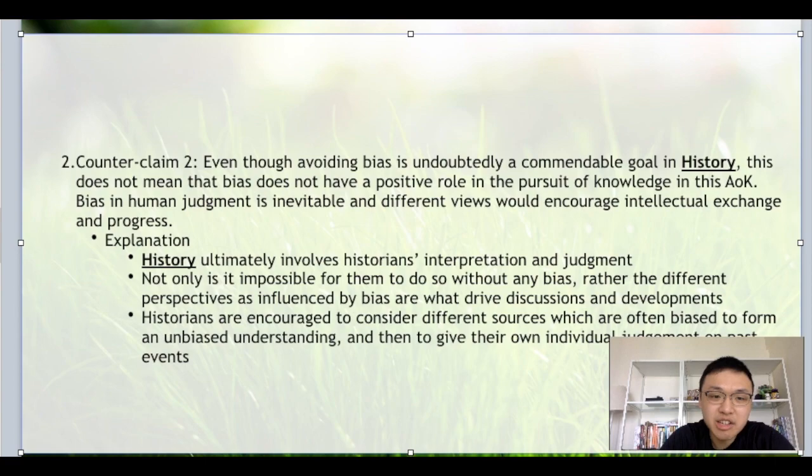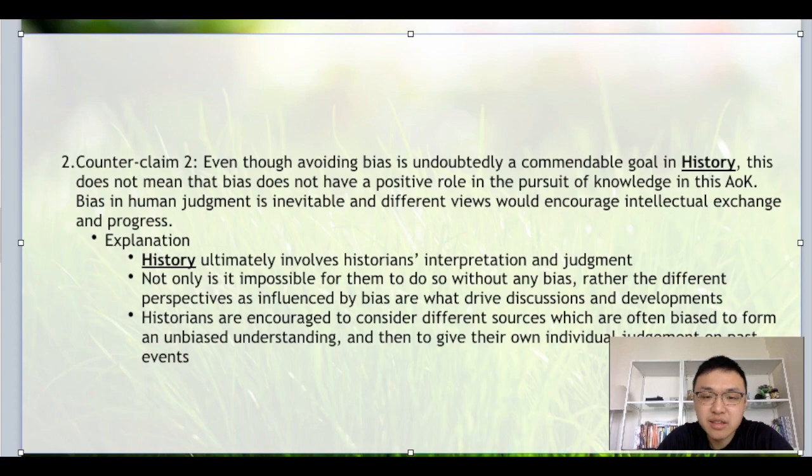So bias in human judgment is inevitable, and exchanging different views can lead to intellectual progress, right? The point here is that ultimately historians need to come up with their own interpretation and judgment on past events. So it is not possible for them to do so without any bias, right? Because different people have different cultural backgrounds and the sources they have access to can be different, right?